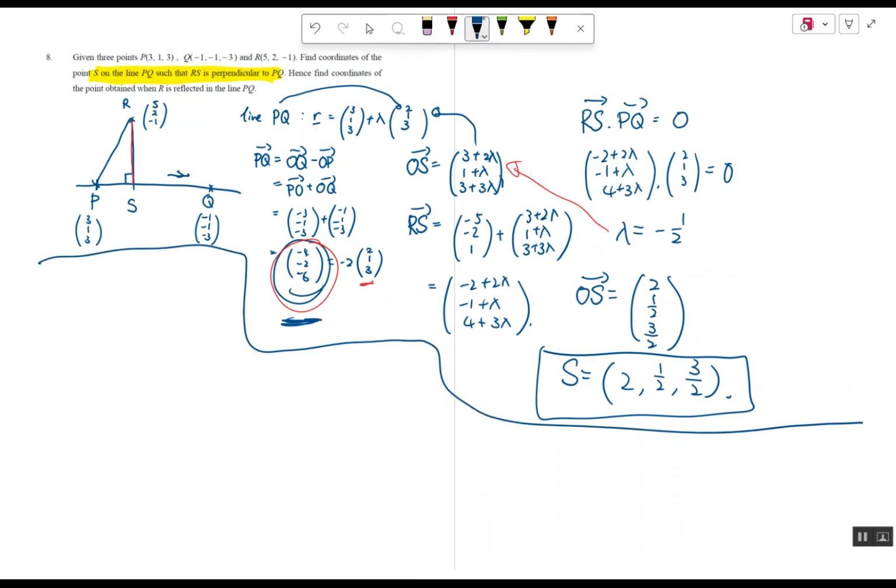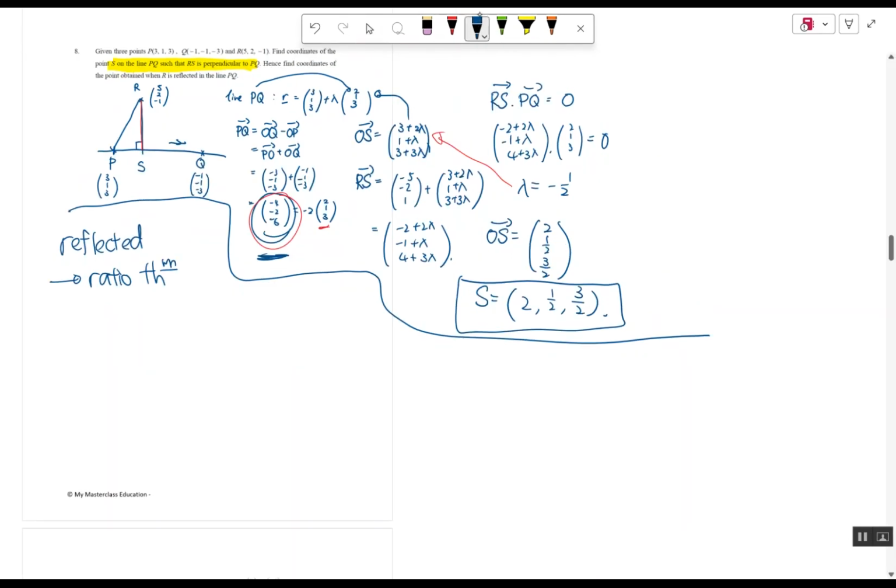Okay, the next part is when you see the word reflected. Reflected means it is being cut exactly into half. Always think of the ratio theorem. Okay, 100% always think of ratio theorem. Now, how to use ratio theorem correctly?